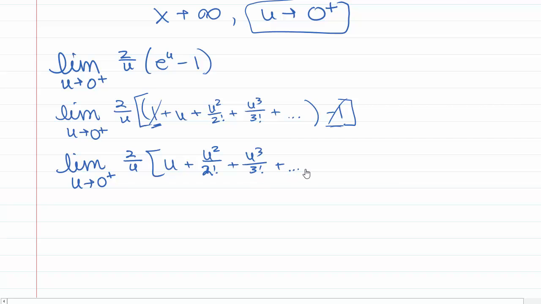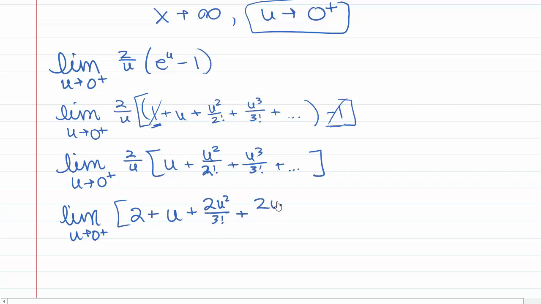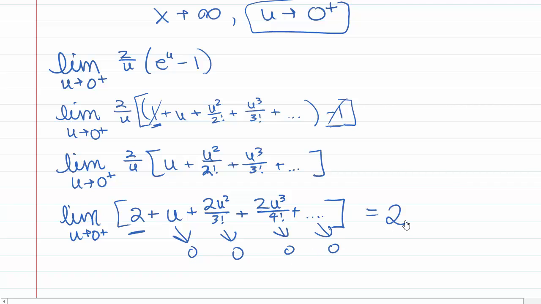And you can see in all the problems where this is actually going to work, all of the terms at the end of the Taylor series, that tail, are always going to go to 0. Let's go ahead and factor this 2 over u through. So limit as u goes to 0 from the right. We're going to get 2 over u times u is 2, plus 2 over u times u squared over 2 factorial is u, plus 2 u squared over 3 factorial, plus 2 u cubed over 4 factorial, plus dot dot dot. And when we take this limit now, we're going to keep the 2, and everything else is going to go to 0. So we get an answer to our limit of 2.